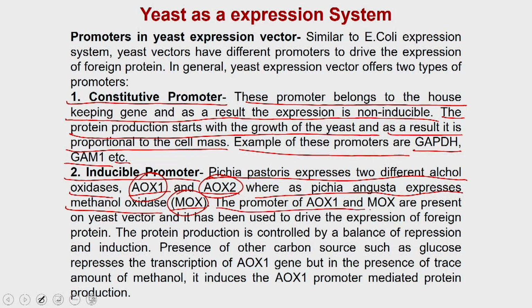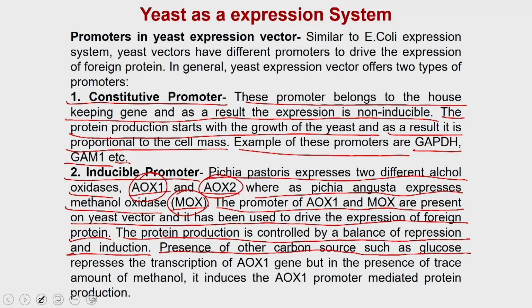The promoters of OX1 and MOX are present on yeast vectors, and they have been used to drive the expression of a foreign protein in an inducible manner. The protein production is controlled by a balance of repression and induction. The presence of other carbon sources such as glucose represses the transcription of the OX1 gene, but in the presence of a trace amount of methanol, it induces OX1 promoter-mediated protein production.